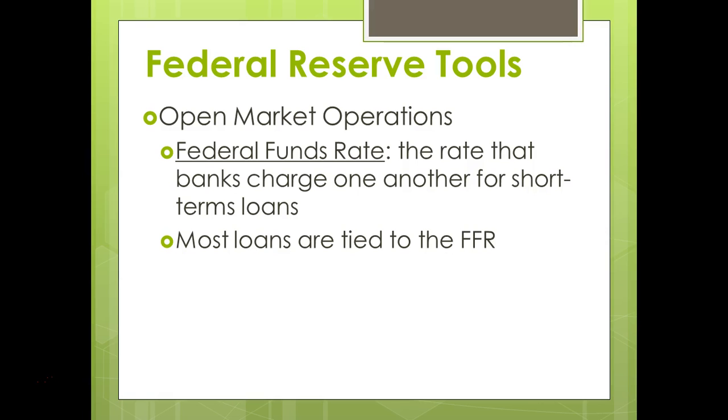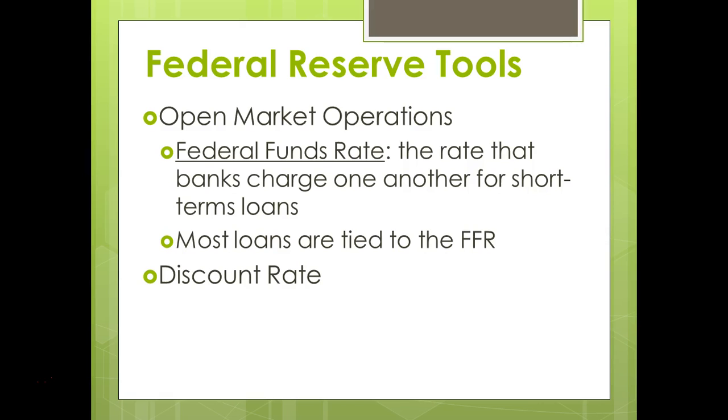So if the Federal Reserve can change the federal funds rate, then it can change the interest rate for all kinds of loans in the entire country. Student loans, car loans, mortgage loans. And that would either speed up spending or slow down spending in the economy.